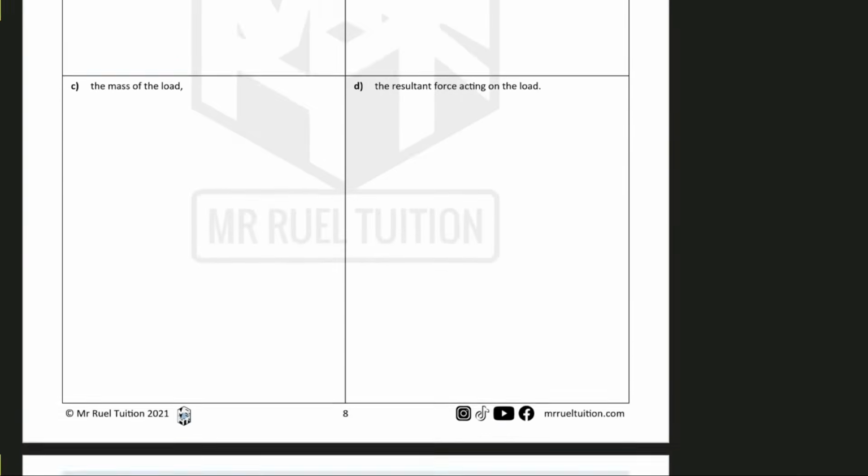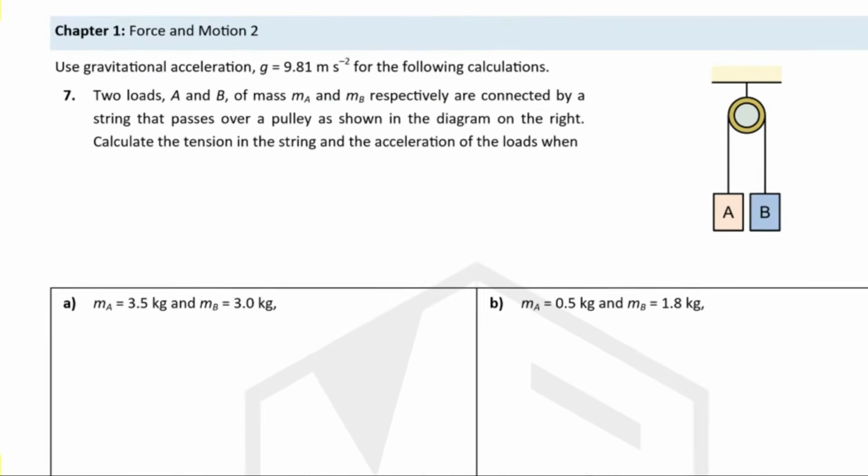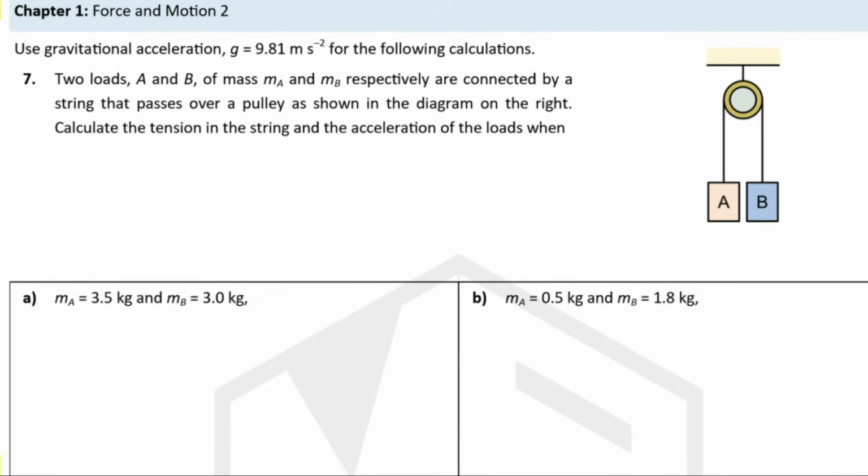Let's look at another type of pulley system question, where you have two masses hung like this. The two loads A and B of masses MA and MB respectively are connected by a string that passes over a pulley as shown in the diagram on the right. Calculate the tension in the string and the acceleration of the load when the mass of A is 3.5 kg, mass of B is 3 kg.